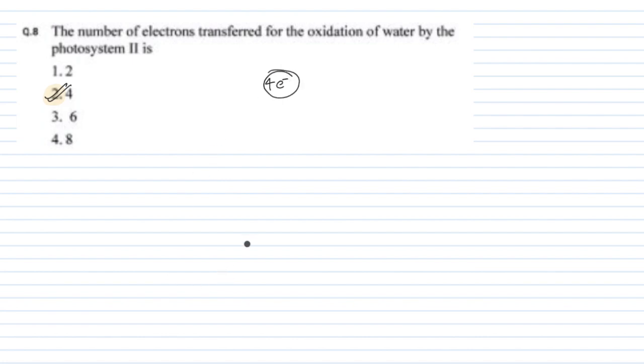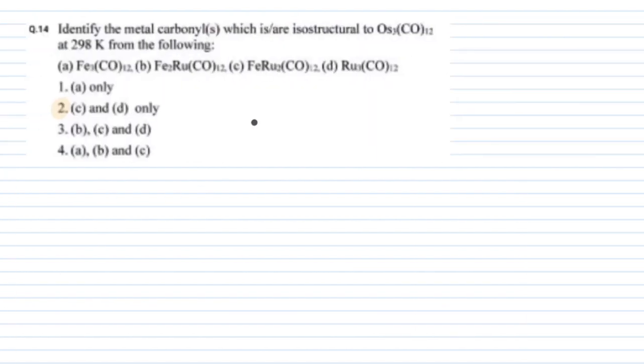So it's directly from the topic, so there is not much to be explained, but if you have studied photosystem 2, you might know the answer. Let's go to the next question then. Okay, the next one says identify the metal carbonyl which is isostructural with Os3(CO)12 at 298 Kelvin from the following. Now, for that you should know the structure of all of these which are given to you.